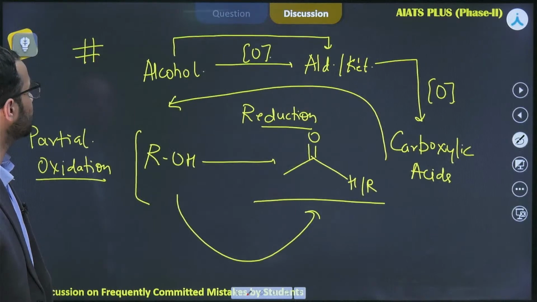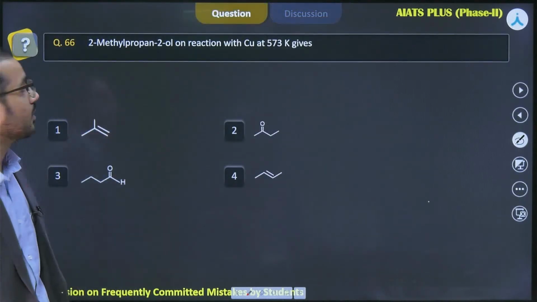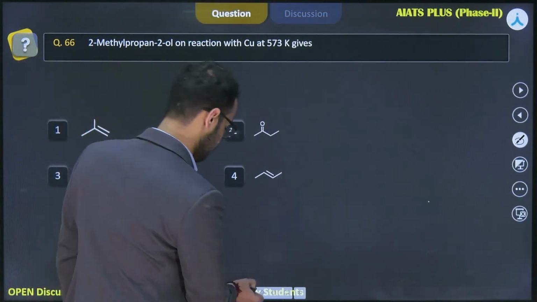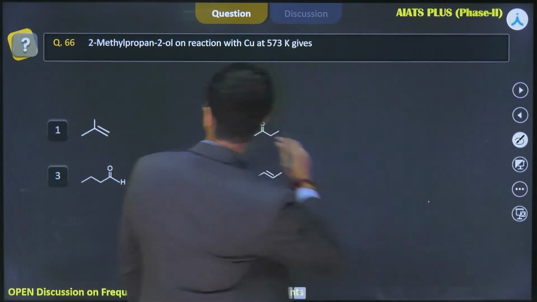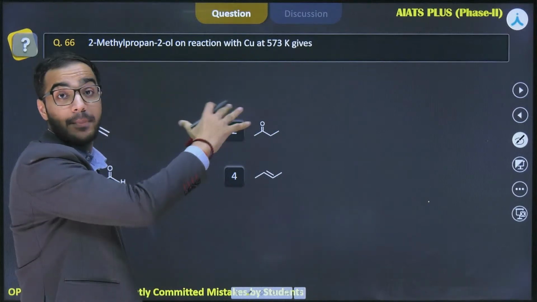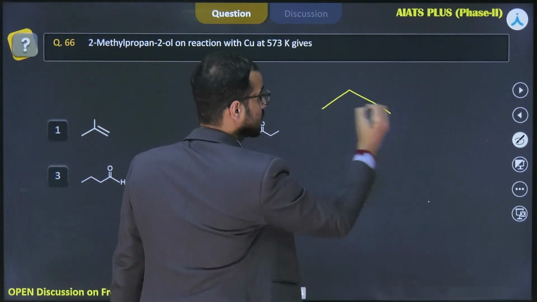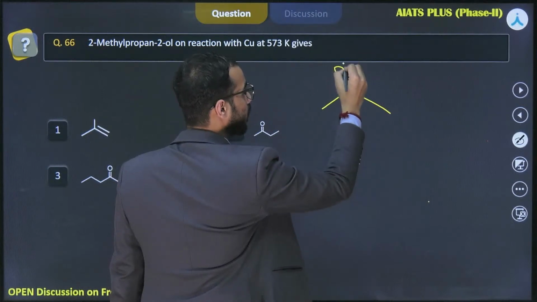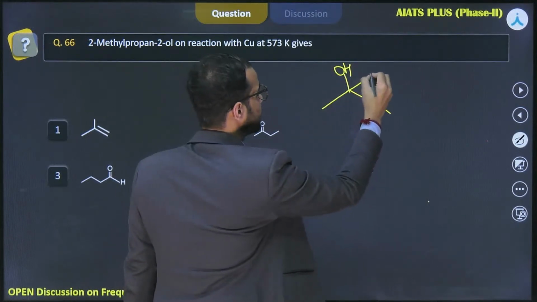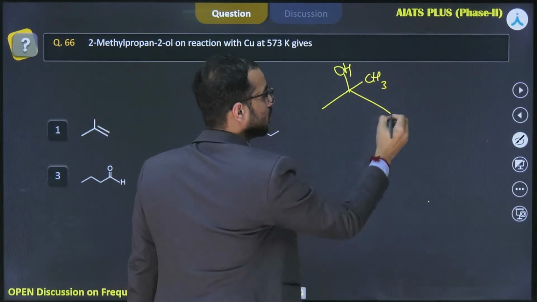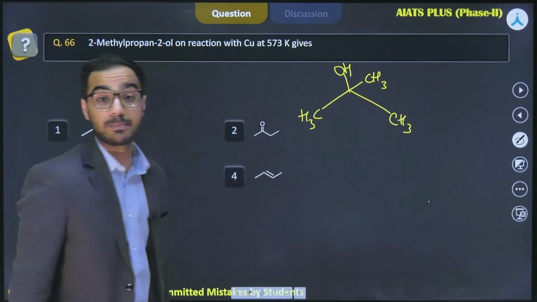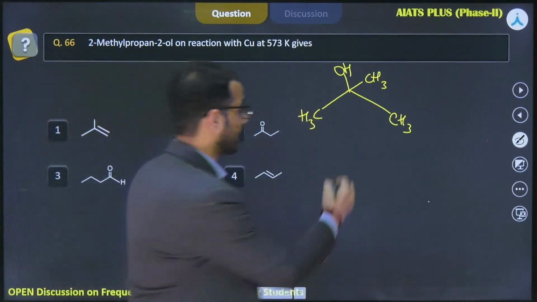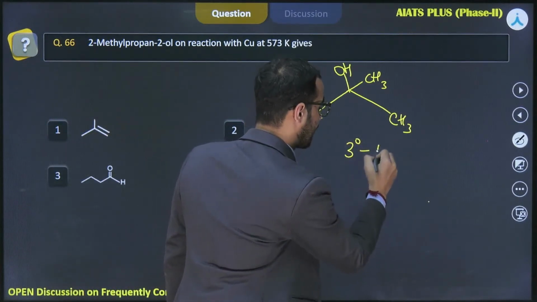We have a question. It means we have 2-methylpropan-2-ol. So what is the structure of this? Propan-2-ol means OH is there and CH3 is also there. We can provide the exact structure of this. It means we can clearly say it is a 3-degree alcohol.